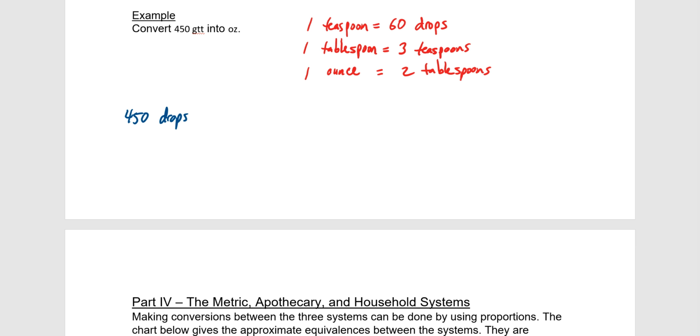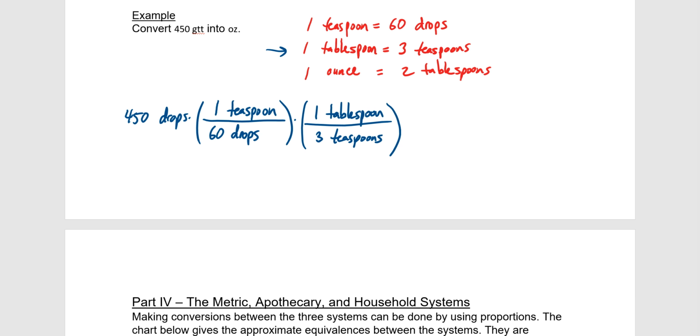Okay, so we're starting with 450 drops. So the first one we're going to use is the first conversion. So it's going to be 1 teaspoon divided by the 60 drops. That'll give us teaspoon units. Next, we're going to go to tablespoons. So we're going to use the second one. So we're going to multiply by 1 tablespoon over 3 teaspoons. Lastly, to get from tablespoons now to ounces, we use the last one, and we multiply by 1 ounce over 2 tablespoons.